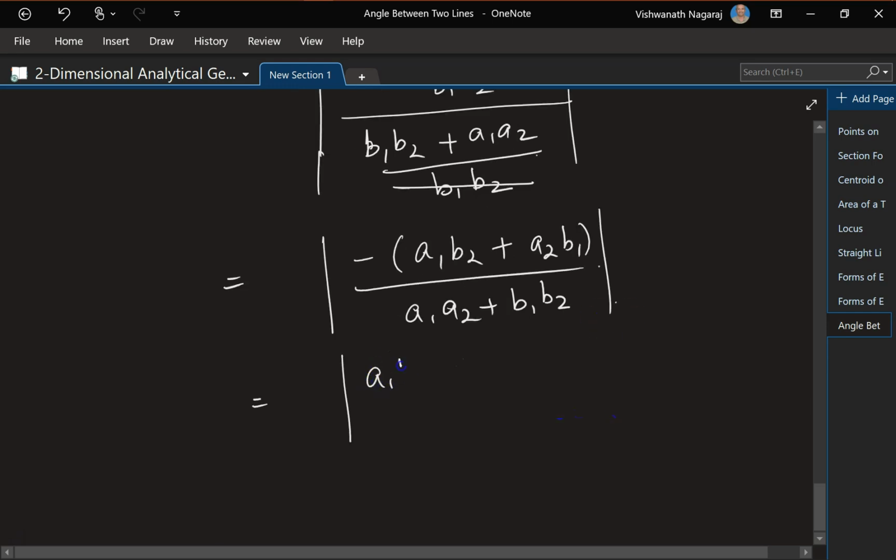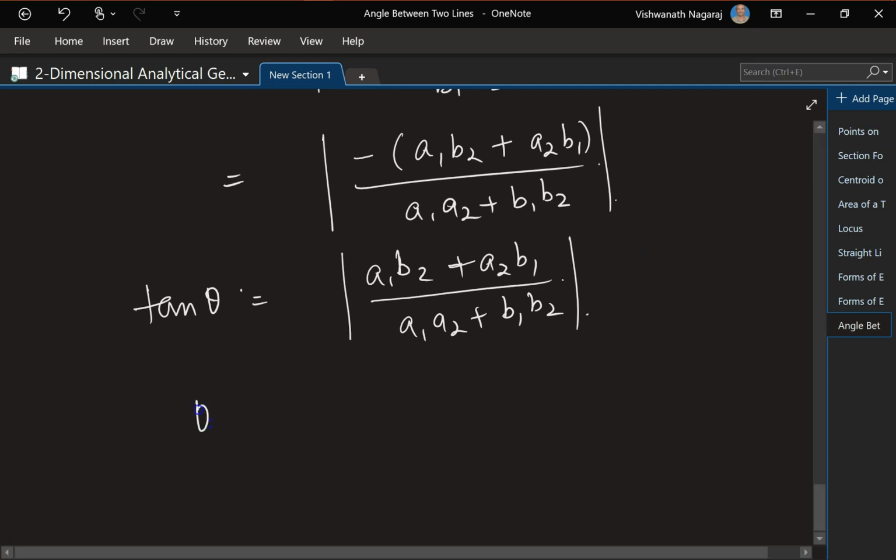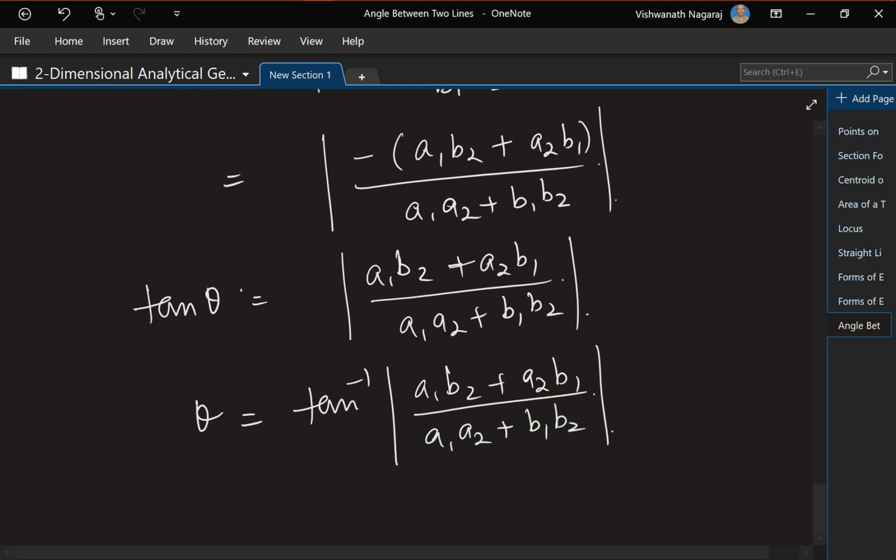So a1 b2 minus a2 b1 divided by a1 a2 plus b1 b2. This is the slope, which means the angle between these two lines would be tan inverse of a1 b2 minus a2 b1 by a1 a2 plus b1 b2. Just using the coefficients we can find this angle.